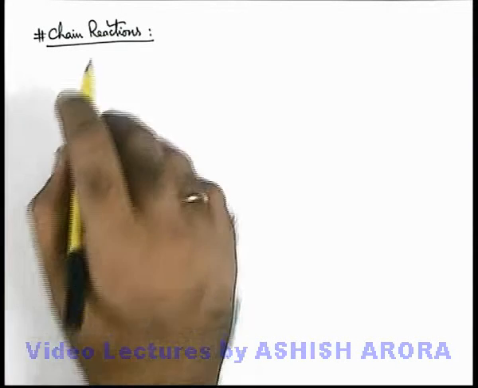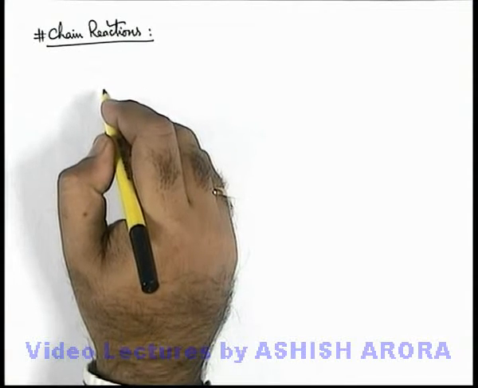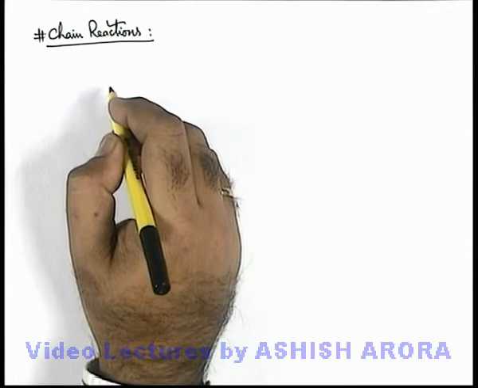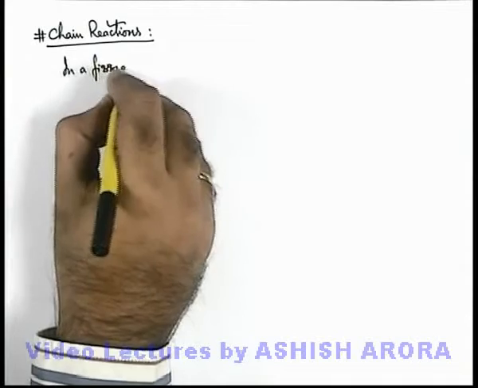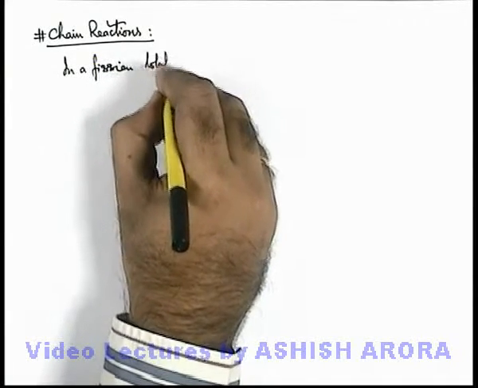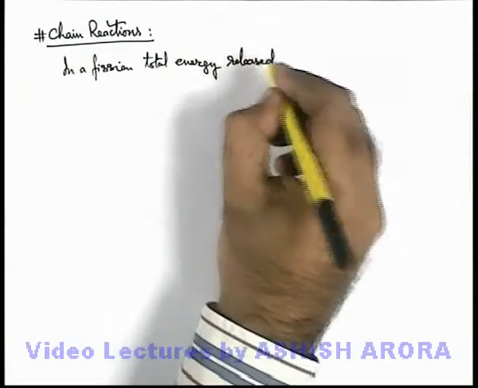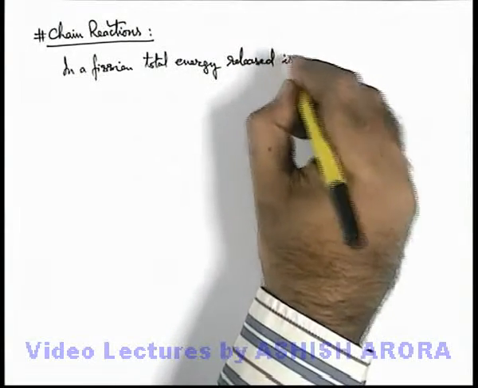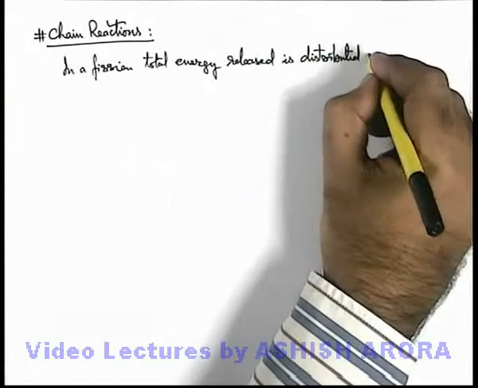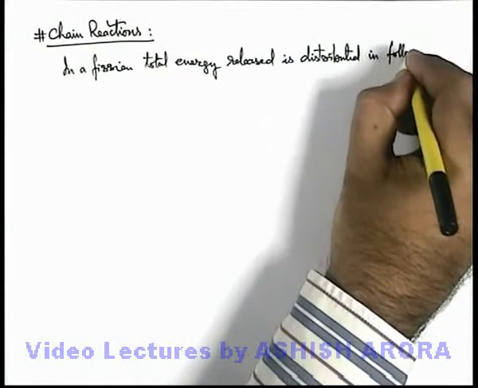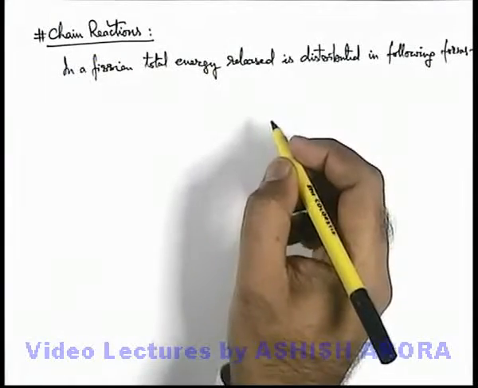Let us now study about chain reactions. To study chain reaction, the very first thing we need to understand is how the energy released is utilized in a nuclear reaction. Here we can write, in a fission, the total energy released, which is the Q value of a fission reaction, is distributed in the following forms. You must understand all these forms, how the energy release is distributed.